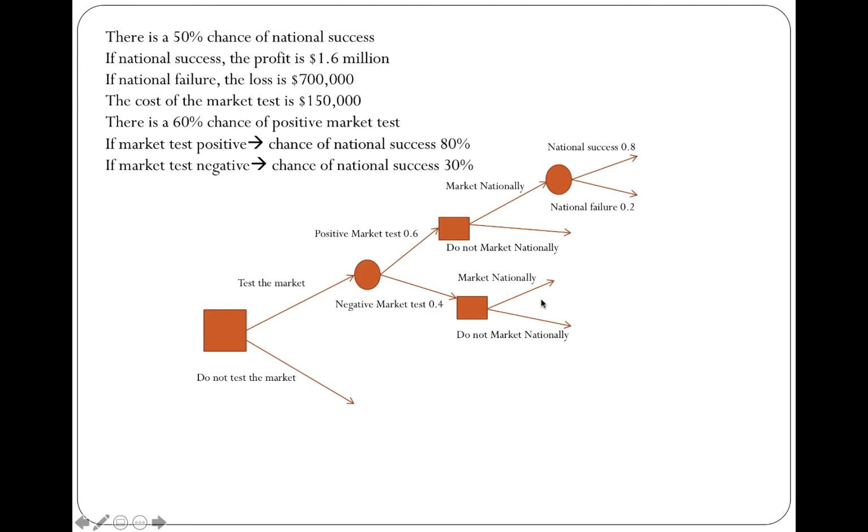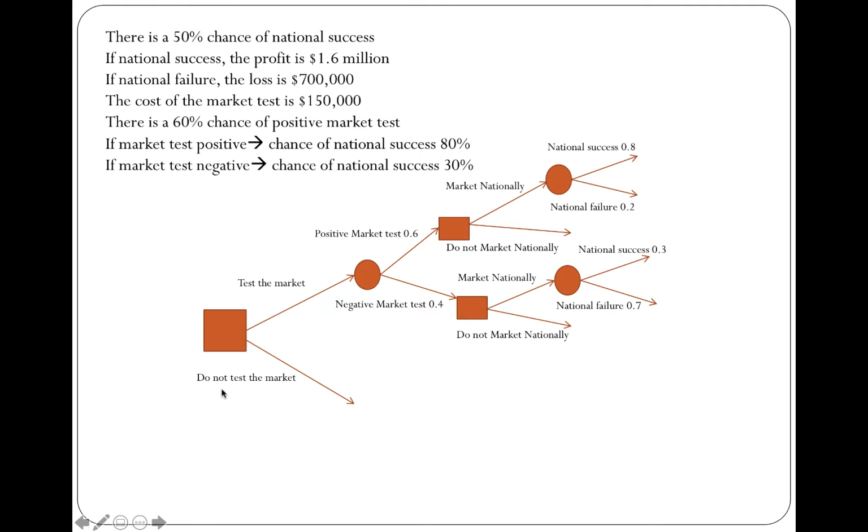The same here: if we market the product nationally after a negative test, we can observe two possible outcomes, either a national success or a national failure, with a chance of 30% and 70%. Again, these probabilities were obtained from the problem statement. If the market test result is negative, the chance of national success goes down to 30%, and that's the value we see here.